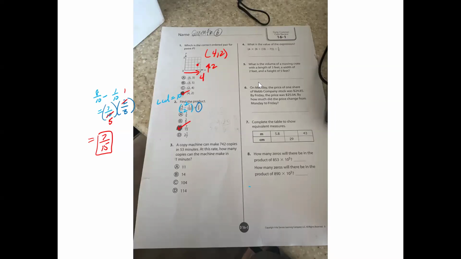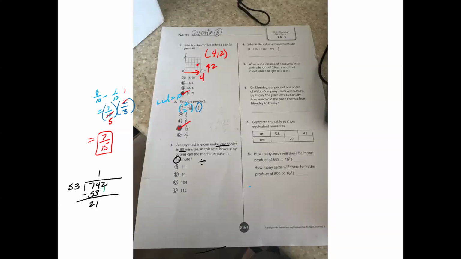Okay, so what was your strategy? Good. Good. 1 minute, so it's a division problem. 742 divided by 53. Now, 53 goes into this once, right? What do you get? You bring down the 2, and then 53 times what do you think is close to 212? Good. Good.